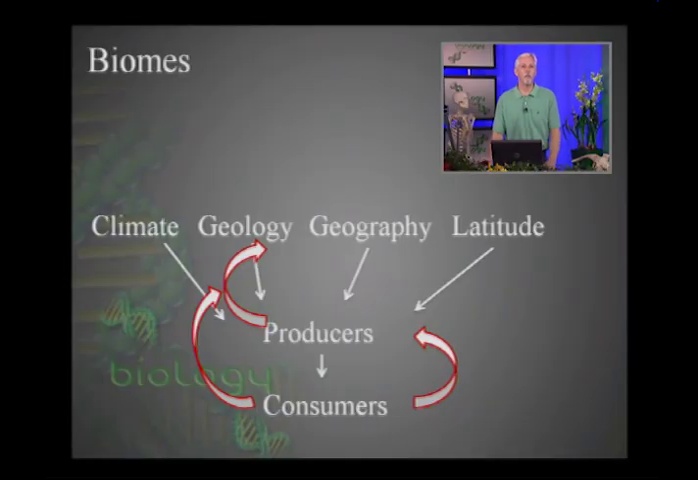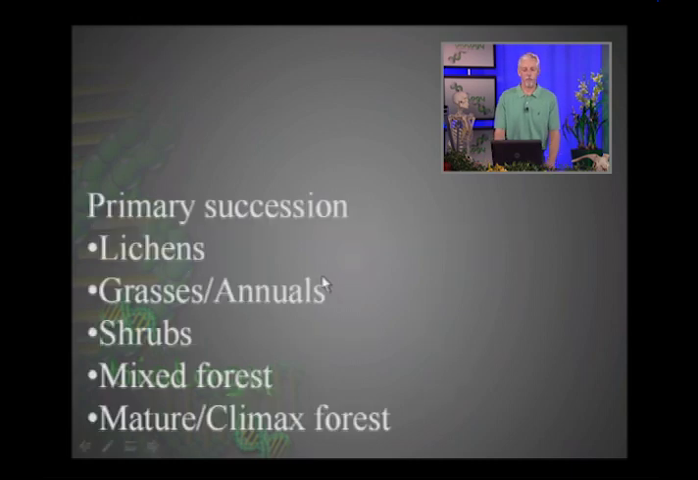So as we've discussed before then, the physical environment influences the producers in an ecosystem, which in turn influences the consumers, and we can have some feedback in these systems as well. So we will begin to discuss some of this feedback in this particular process of succession.